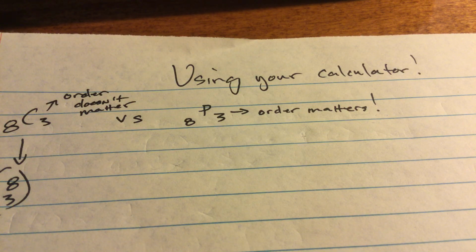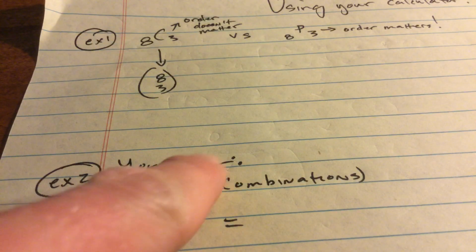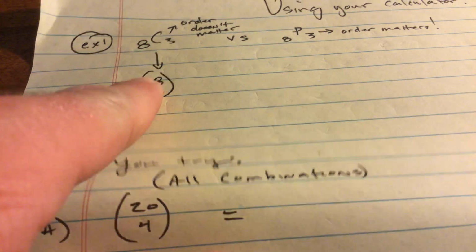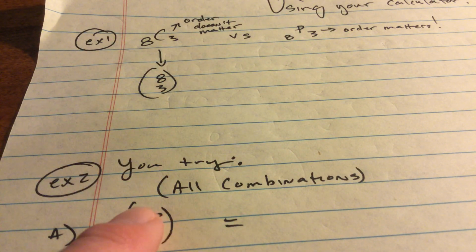Whereas in a combination, choosing Beth, Cindy, and John, it doesn't matter. When order matters, that's just one distinct possibility. So what I want you to do is type in 8C3. This is another way we're going to write it, using this parenthesis. From 8, I'm choosing 3. We're going to use that all the time. So when I write 20 and 4, that is 20, choose 4.